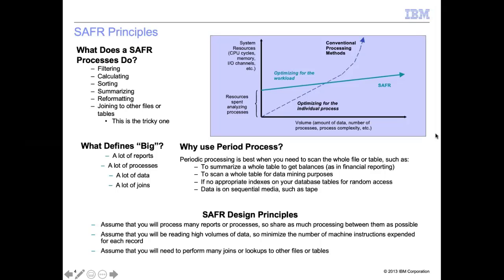Assume that you will be reading high volumes of data, so minimize the number of machine instructions expended on each record, and assume that you'll need to perform many joins or lookups to other files or tables, right? It's mass transportation as opposed to everybody having their own bicycle to get where they need to go quickly.